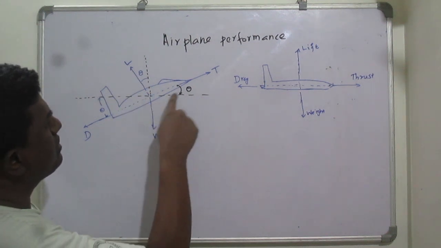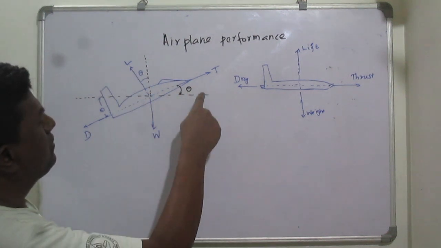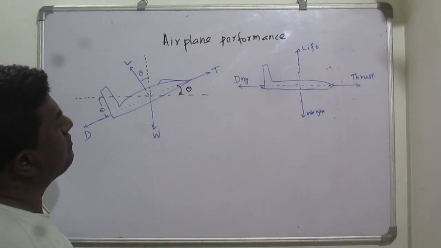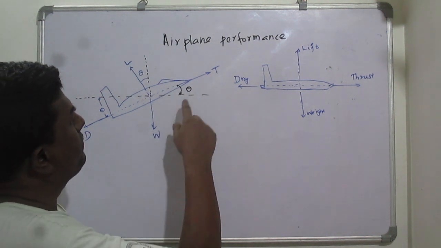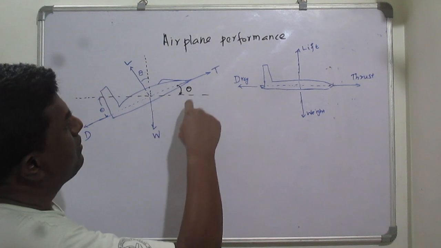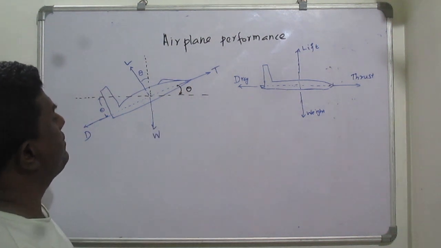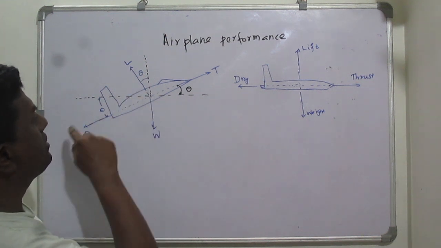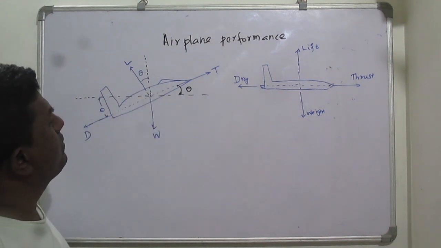Now the thrust force is subjected to an angle. That angle we can call the climb angle. Yes, we can take it as the climb angle. So this angle, this angle and this angle will all be the same.